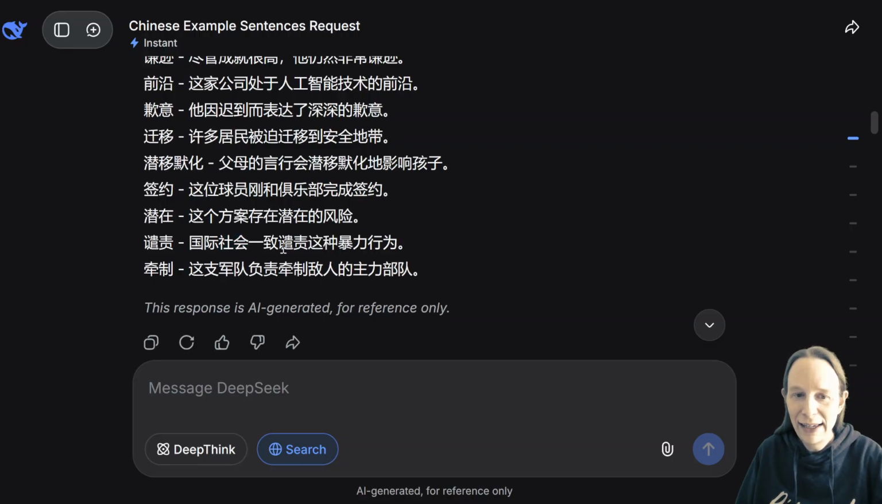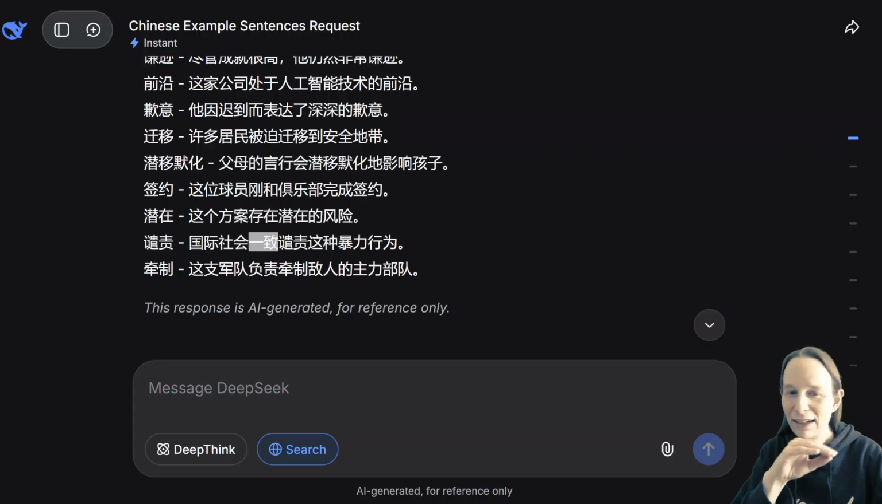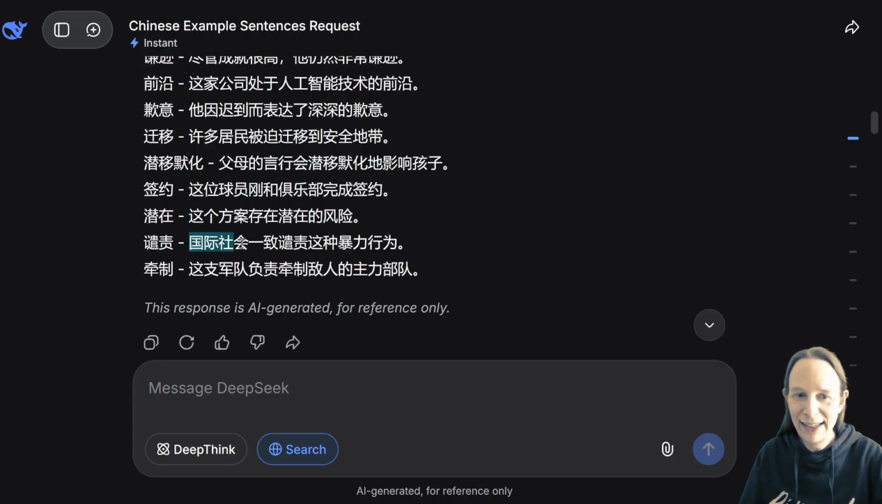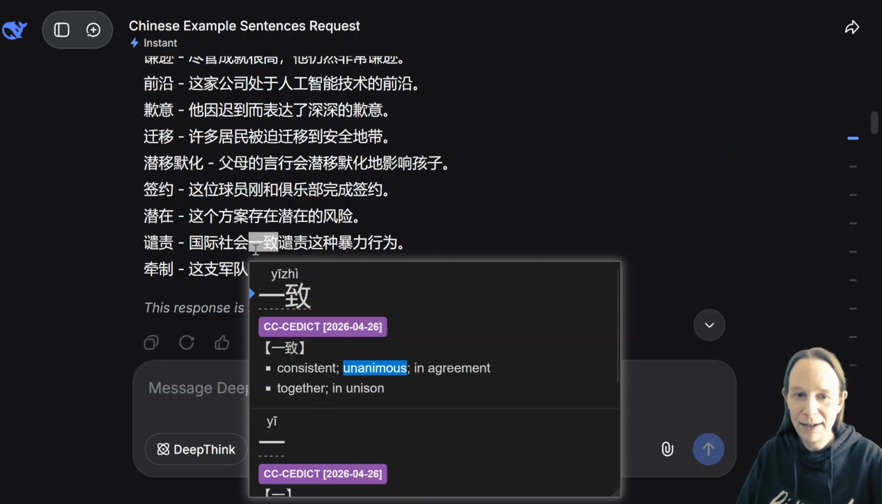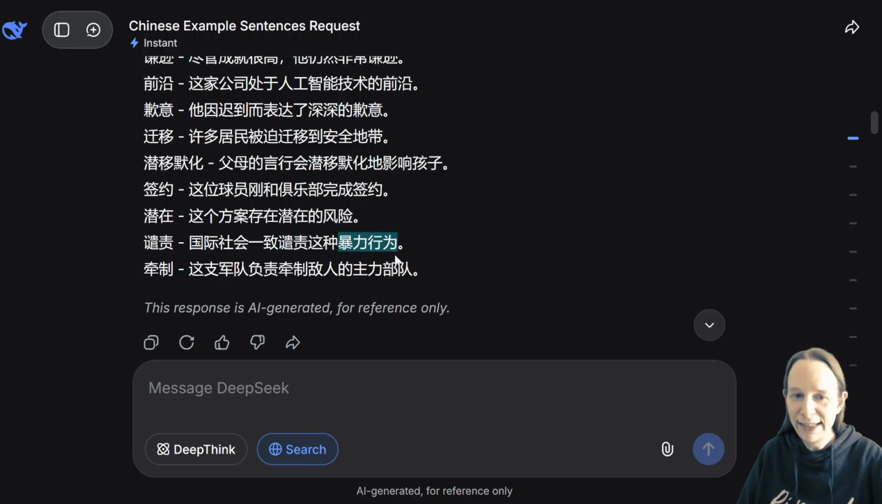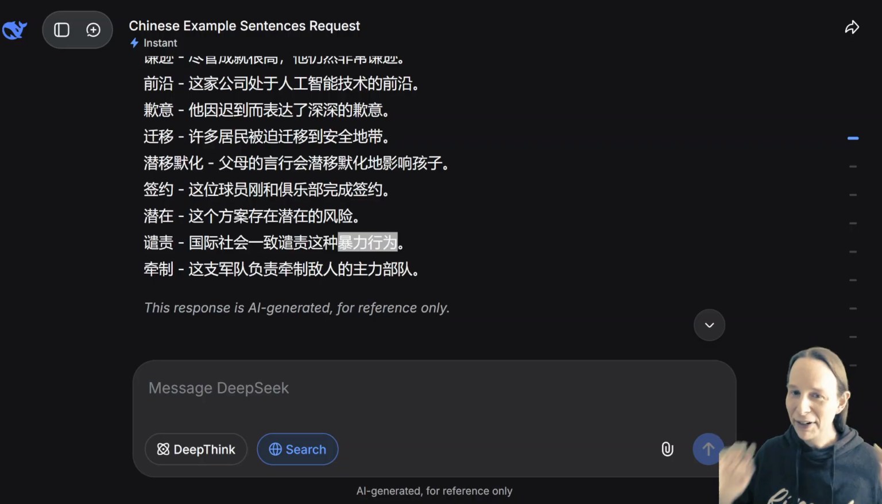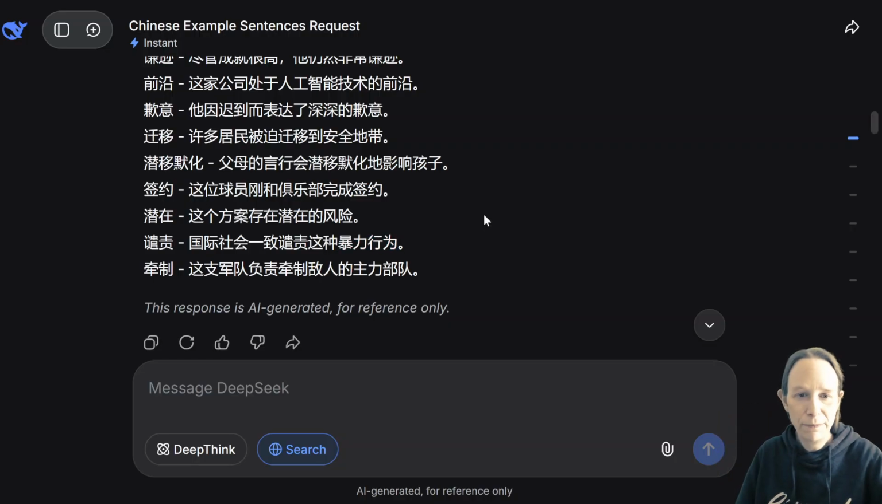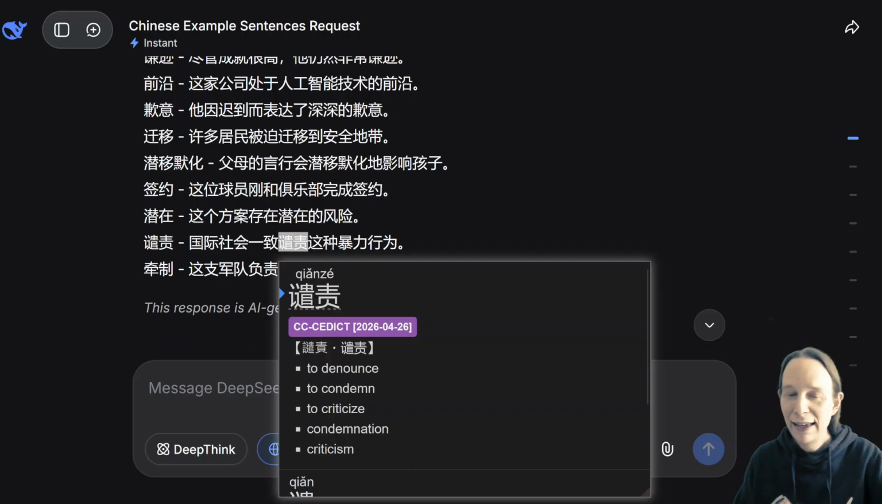国际社会一致. 一致 implies consistent. So the international community consistently, as in without exception. Here, maybe it's unanimously. Unanimously. 谴责这种暴力行为。Okay, so the international community unanimously condemned that violent action. Yeah, so 谴责 condemn. I think it's very formal, used in like international politics and things like that.